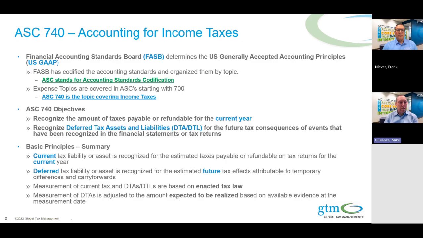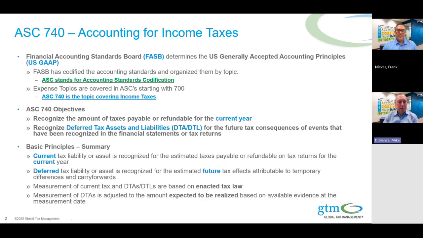So that's what we talk about, the basic principles and summary below, kind of refreshing that the current tax liability or asset is recognized for the estimated tax payable or refundable on a tax return for the current year. And then the deferred tax asset or liability is the future tax effect.